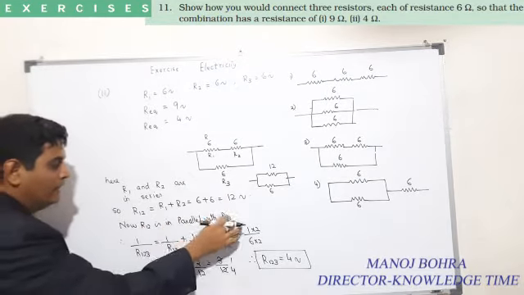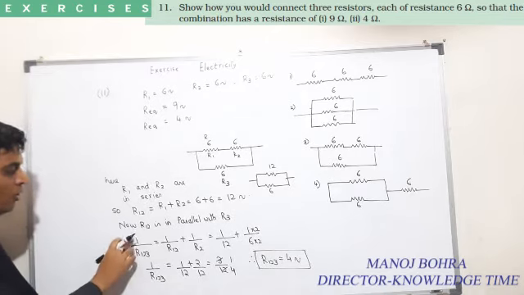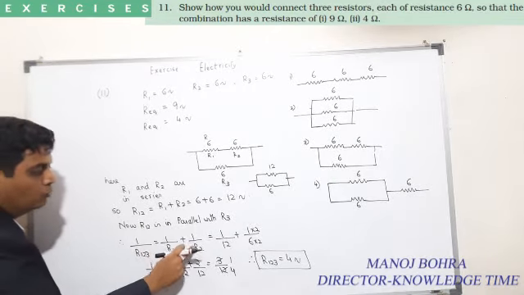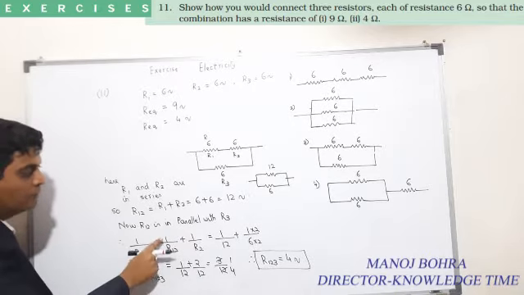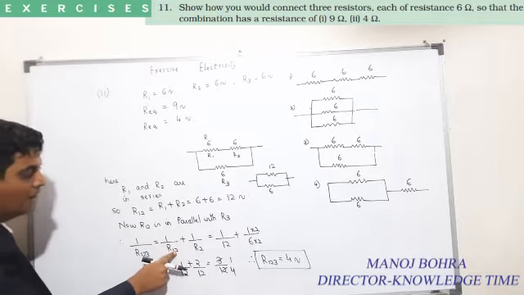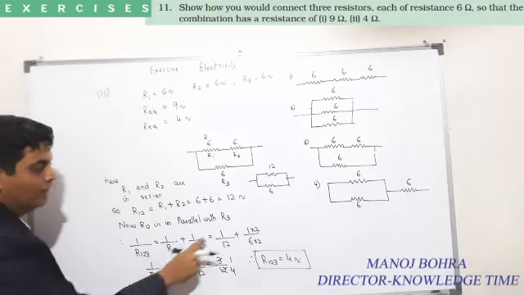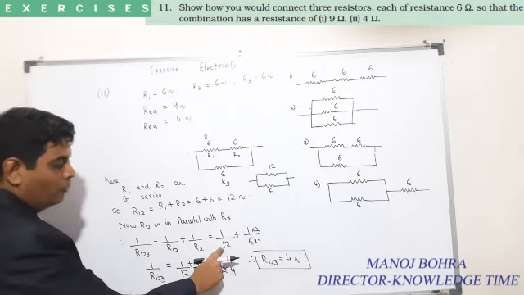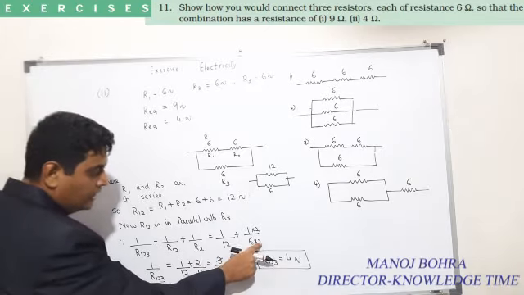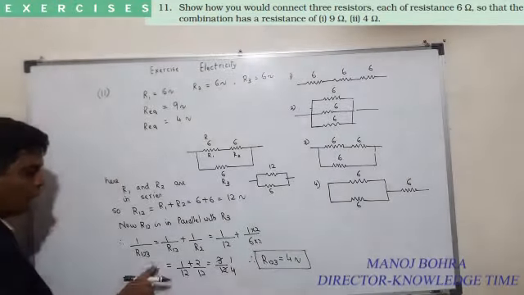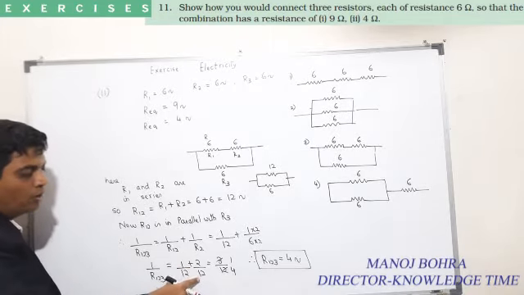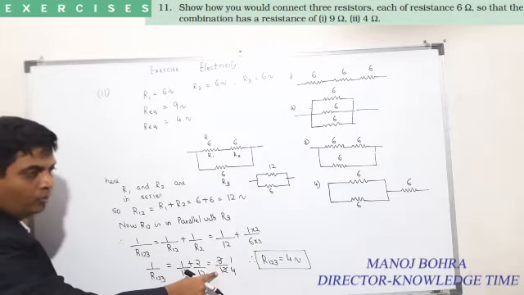R12 is in parallel with R3. Therefore, 1 upon R123 is 1 upon R12 plus 1 upon R3. What is the value of R12? It is 12 ohms. So it will be 1 upon 12 plus 1 upon 6. You have to make the denominator same, so 6 into 2 is 12. So 1 upon R123 is 1 upon 12 plus 2 upon 12. The answer is 3 upon 12.